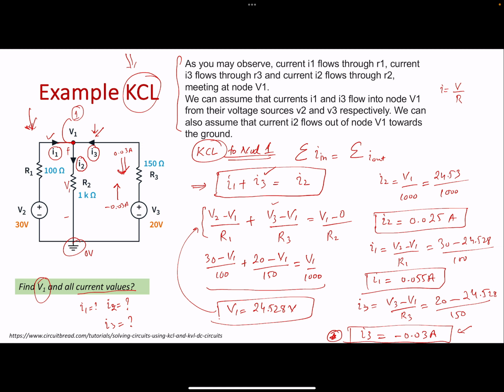I hope this negative sign makes sense. It means the current is flowing in the other direction because our initial assumption was wrong, and the positive current was actually flowing in the other direction. So this is how you can use Kirchhoff's voltage law and Kirchhoff's current law to solve some of these circuits.